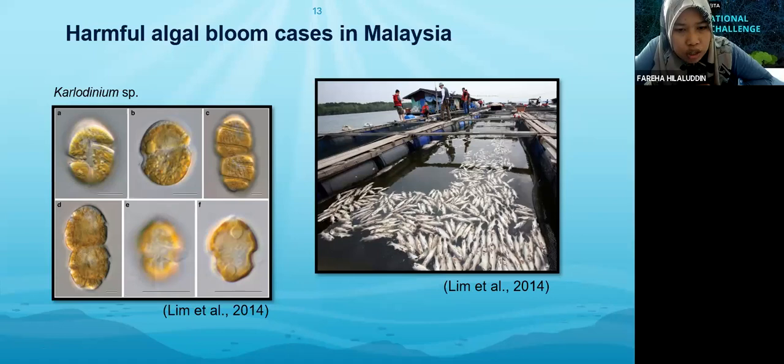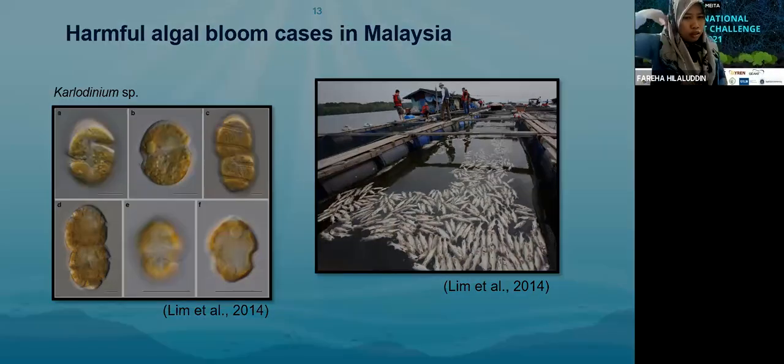Lots of fishes died and it also cost a lot of money, right? So that's why it is very important for us to conserve our mangrove ecosystem, to prevent all this from happening to our ecosystem, right?